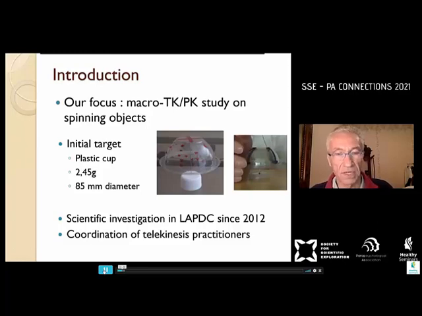So it's very precise. Our initial target is a plastic cup, with a hemispheric shape, with a plastic plug and a needle. We balance the plastic cup on the needle and we try to spin it. And we can use one, like here, or several stacked up. We have worked on this topic since 2012 at LAPDC, and for that we coordinate with telekinesis practitioners.